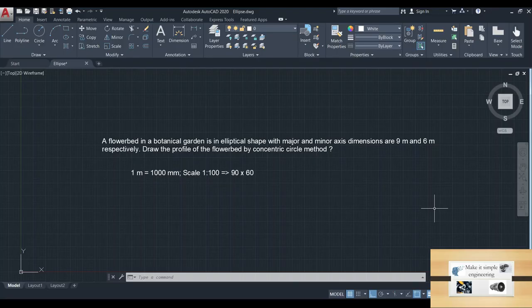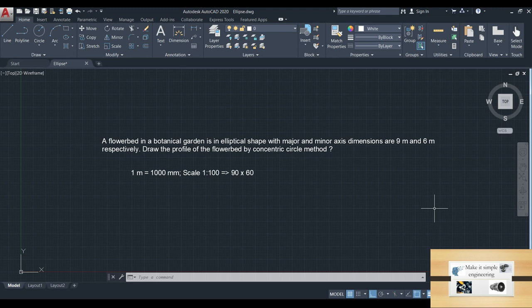So here we are going to see the ellipse by means of concentric circle method. A question is given: a flower bed in a botanical garden is in elliptical shape with major and minor axis dimensions are 9 meter and 6 meter respectively. Draw the profile of the flower bed by concentric circle method. Here the given dimensions are 9 meter and 6 meter respectively.